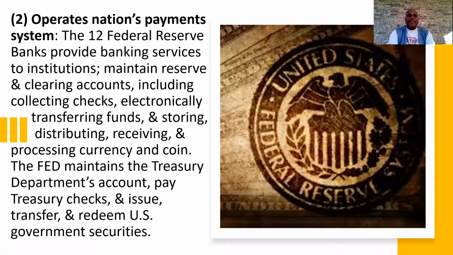Two, it operates the nation's payment systems. The 12 Federal Reserve banks provide banking services to institutions, maintain reserve and clearing accounts, including collecting checks, electronically transferring funds, and storing, distributing, receiving, and processing currency and coin. The Fed maintains the Treasury Department's account, pays Treasury checks, and issues, transfers, and redeems U.S. government securities.